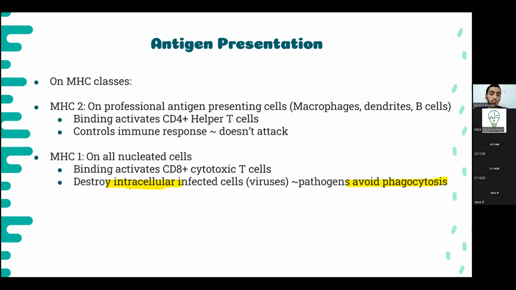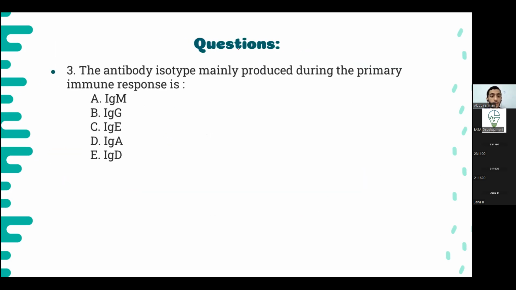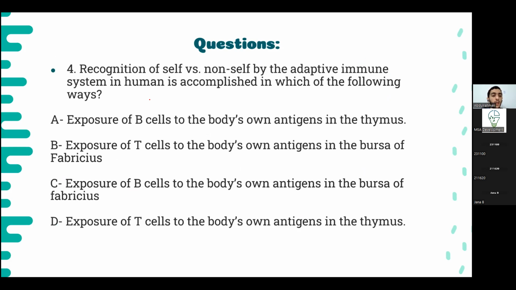Antigen presenting cell, again, this was another slide about pathogens that had invaded and were phagocytosed. This is from the B cell lecture. The antibody isotype mainly produced during the primary immune response is: IgMs, IgGs, IgEs, IgAs, or IgD? Okay, you guys got it right. It's IgM because it's the primary immune response.